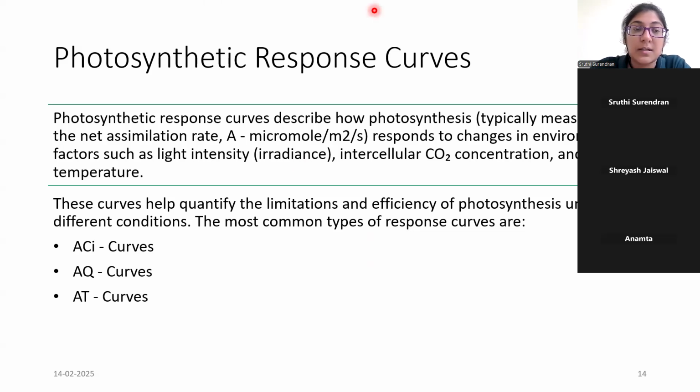These response curves give us the rate of photosynthesis for varying values of carbon dioxide, light, and temperature. From these curves, we understand the factors that limit, increase, or decrease photosynthesis. From knowing these limiting factors, we can understand how efficiently photosynthesis is occurring in a plant, not for one condition, but for different conditions.